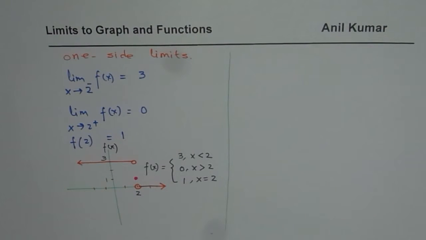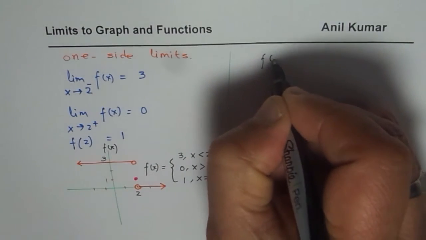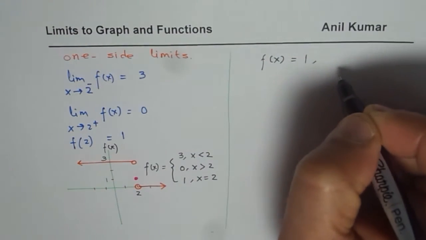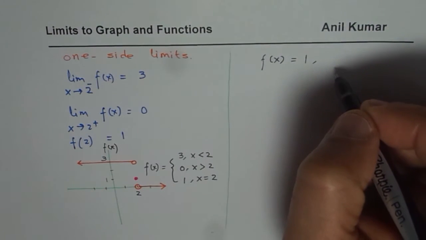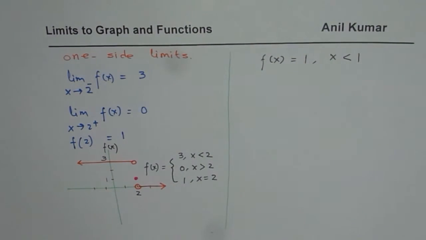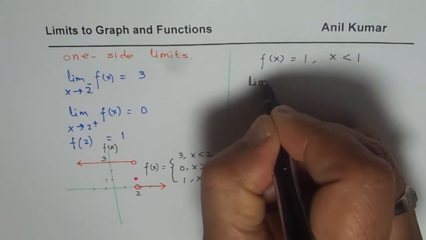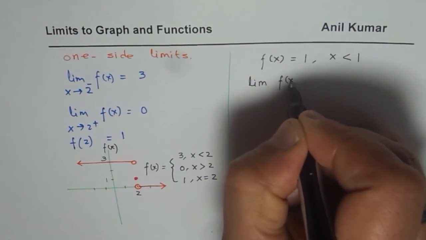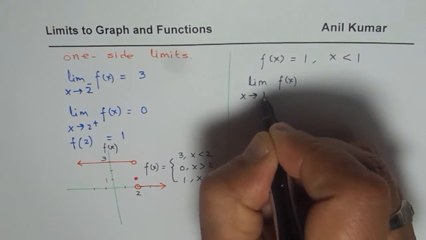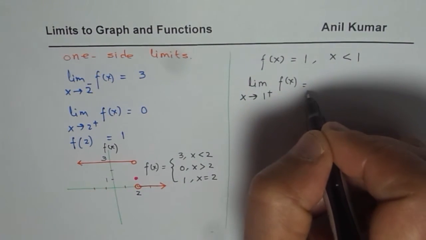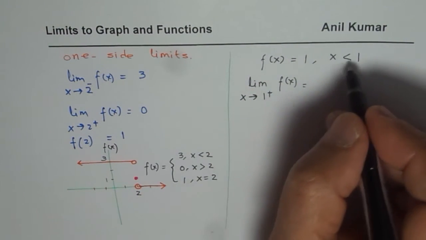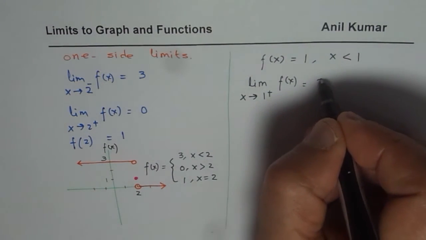Now let me take one more example. This time, the value of the function is given to us and the limit is given from one side. Let us say that the value of the function f of x is equal to 1, and that too when x is less than 1. So whenever x is less than 1, the value of the function is 1. However, we say the limit of the function f of x as x approaches 1 from the right side. So we are giving a limit from the right side. Let that limit be not 1 but something else. Let us say 2, right?